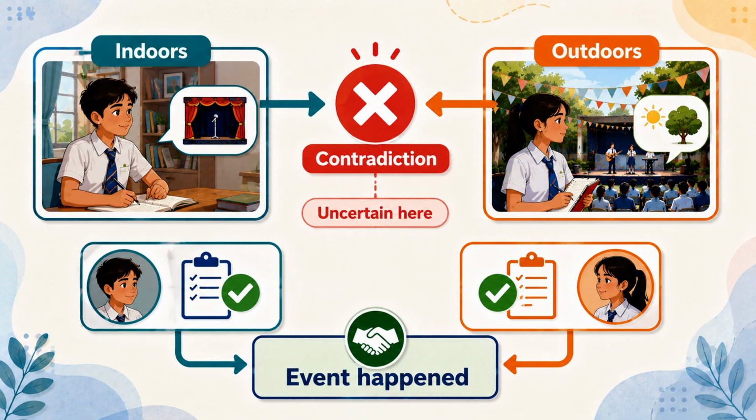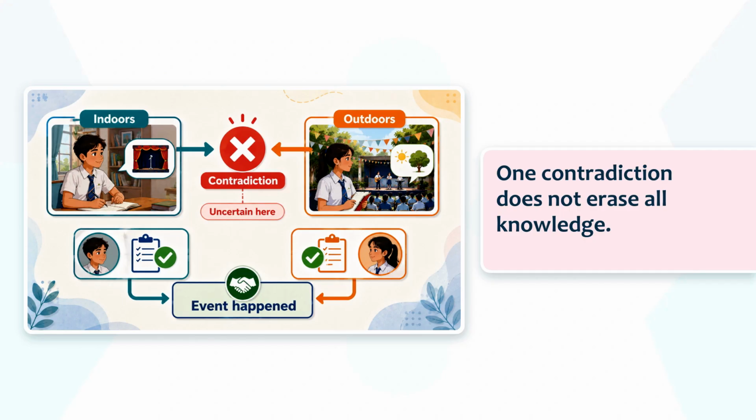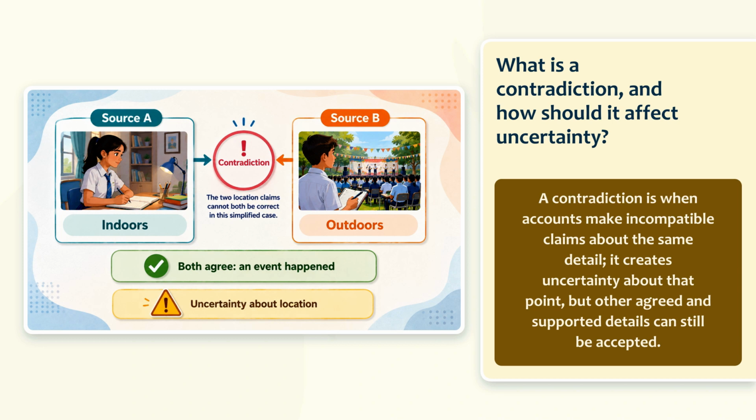This separation lets historians describe disagreement without turning one contradiction into total doubt. The shared box prevents an overreaction. One contradiction does not erase all knowledge. Keep the uncertain detail separate from what remains supported. Focus on the indoors versus outdoors clash. What is a contradiction, and how should it affect uncertainty?